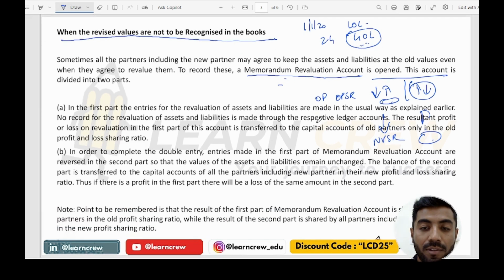This full theory I've given, but more or less this is the concept which I've explained. The main point to be remembered here is that the result of the first part of the memorandum revaluation account is shared by the old partners in the old profit sharing ratio. Okay. While the result of the second part is shared by all the partners, including the new one, in the new profit sharing ratio. Okay, done.